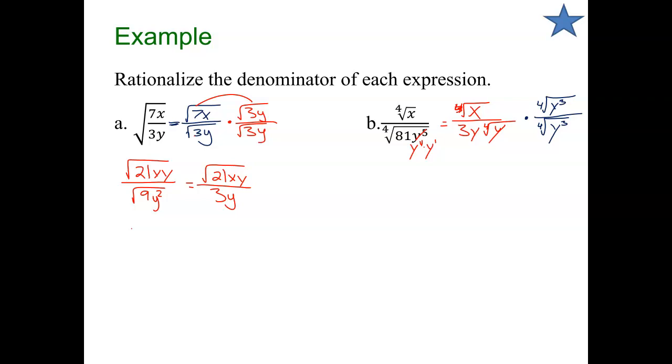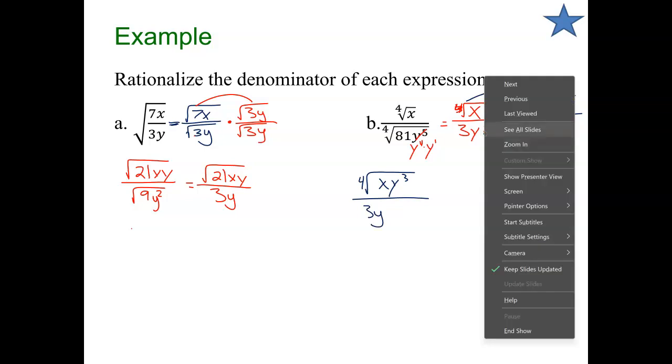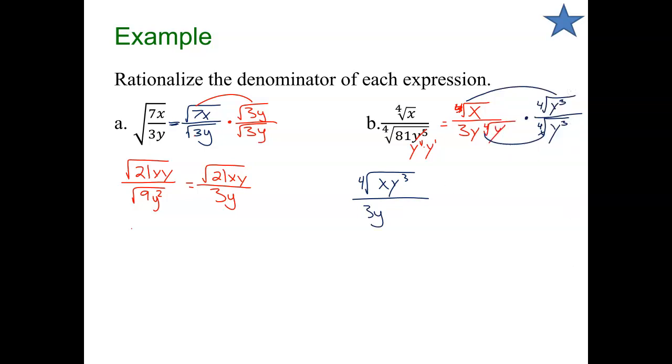So now let's multiply. 4th root of x times the 4th root of y to the 3rd gives me what? X, y to the 3rd. Good. 3y, still there. Okay. 4th root of y times 4th root of y to the 3rd. Y times y to the 3rd.